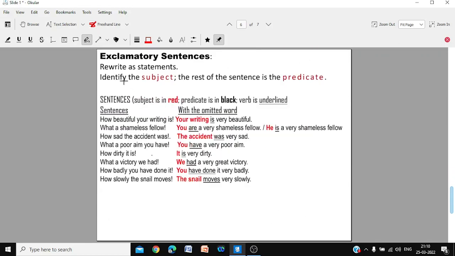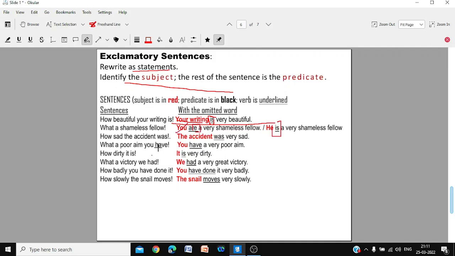Now exclamatory, identify the subject, but before that rewrite as statements. Then you can find out the subject. How beautiful your writing is. Rewrite it as, your writing is very beautiful. Now you know that this is the verb, so what comes before the verb is the subject. What a shameless fellow. You are a very shameless fellow, or he is a very shameless fellow. Now you have identified the verb, so you know that what comes before the verb is a subject.